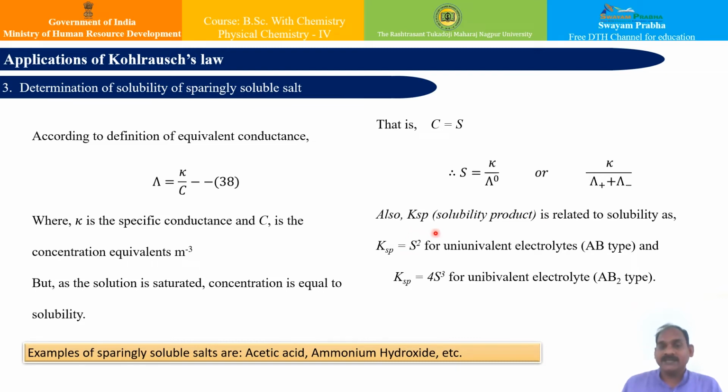Also this Ksp, that is the solubility product, is related to solubility as Ksp is equal to S square for a univalent electrolyte, that is, of AB type, and Ksp is equal to 4S cube for a uni-bivalent electrolyte, that is, of AB2 type. So I can determine the solubility product as well using this particular formula. Once the solubility is determined, I can determine the solubility product using these formulas.